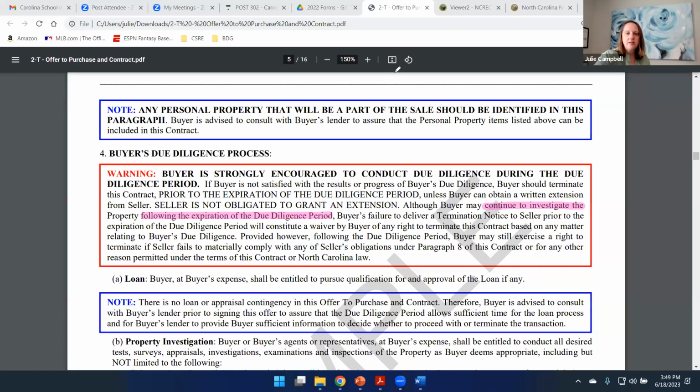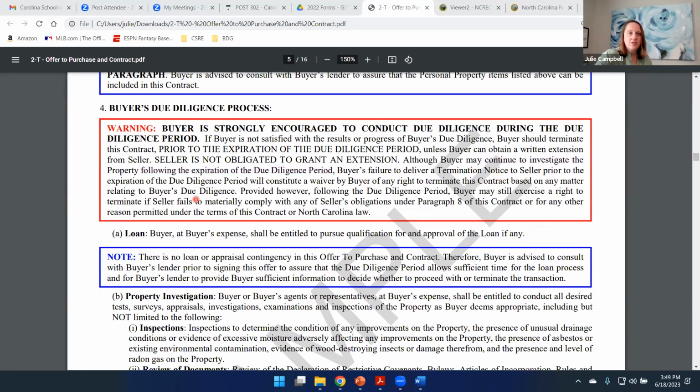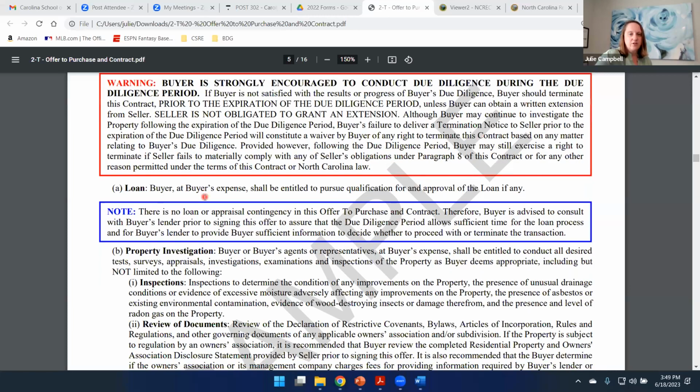So we've explained what the due diligence period is for. We've explained the buyer's right to terminate. We told them they can ask for an extension, but the seller's under no obligation. And understanding that they can continue to investigate. They have not lost that right to investigate. The only thing they lose is the right to terminate. If they terminate after due diligence, they will suffer the consequences of breach. In addition to losing the due diligence, they'll lose their earnest money.